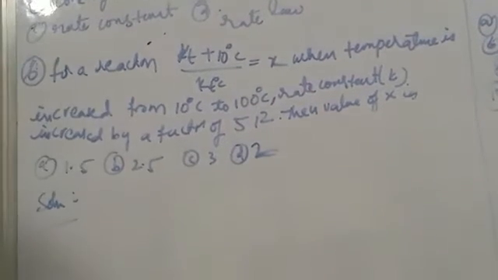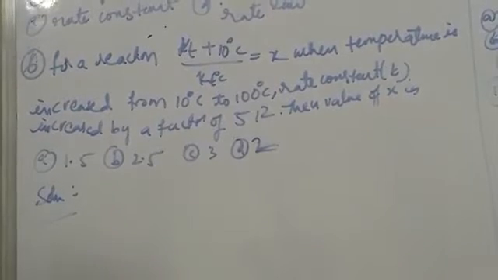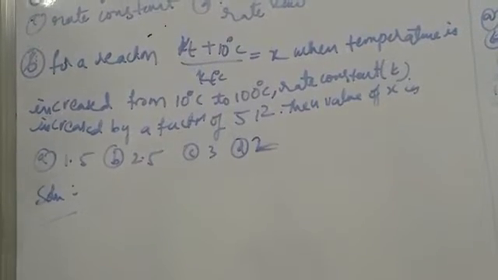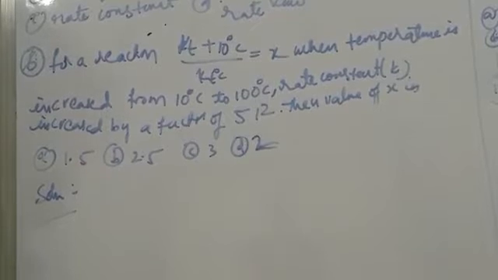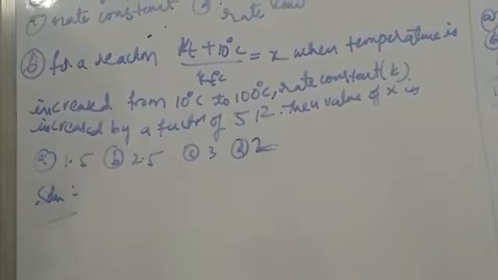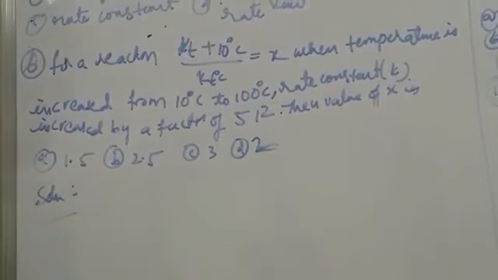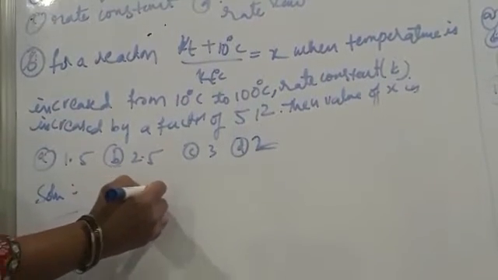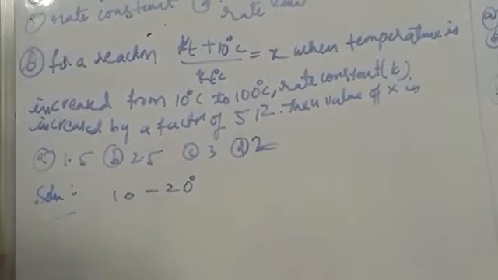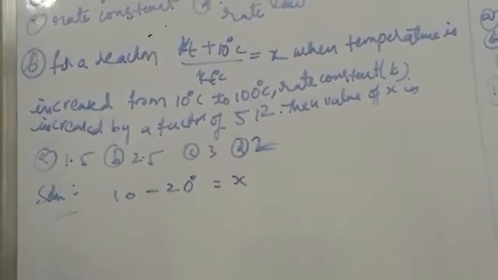Next, for a reaction, K at t plus 10 degrees centigrade by K at t degrees centigrade is equal to X. X is the temperature coefficient. When temperature is increased from 10 degrees centigrade to 100 degrees centigrade, rate constant K increases by a factor of 512. So, what is the value of X? So, here 10 to 20 degrees centigrade, that is equal to X.